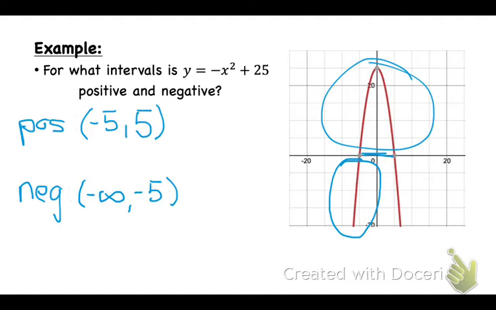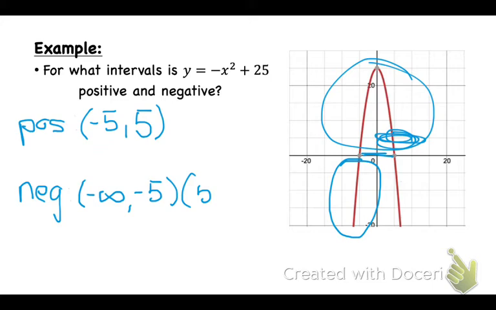Okay, Alex, where's the next interval start? Alex, it ended at 5, so the next one starts at what? 5. Okay, so at 5, this graph was above the x-axis. Now it is where? Below, which is that positive or negative? Negative.